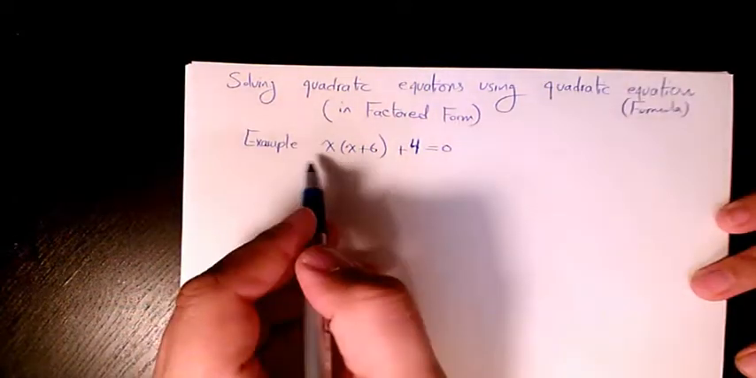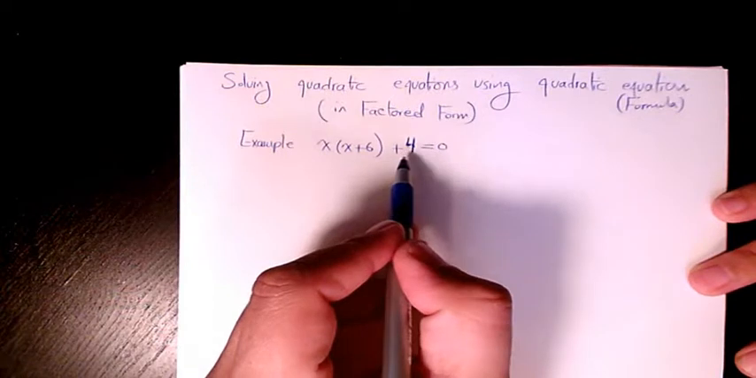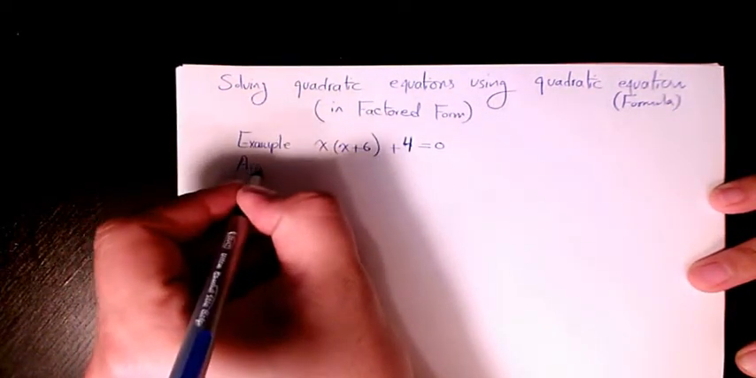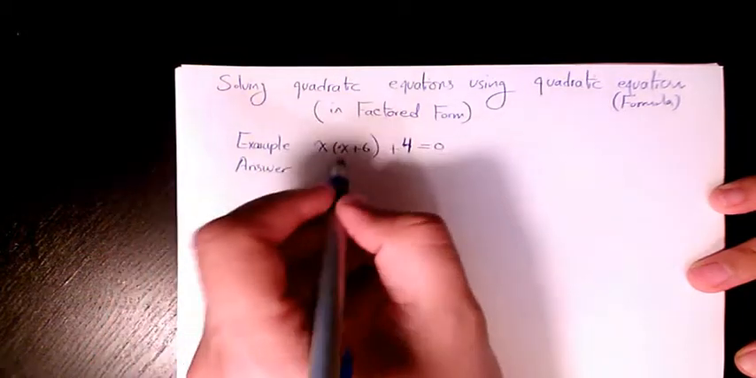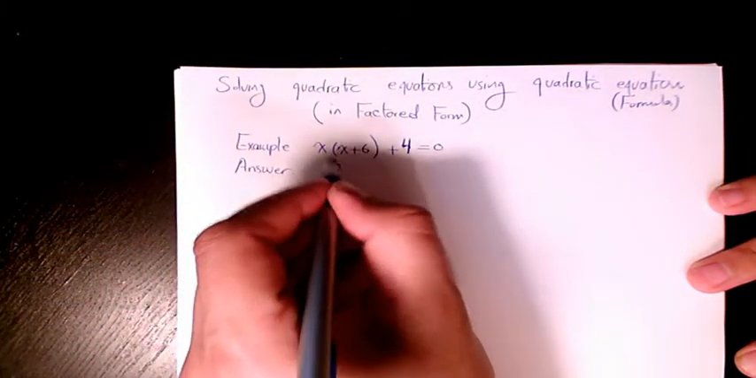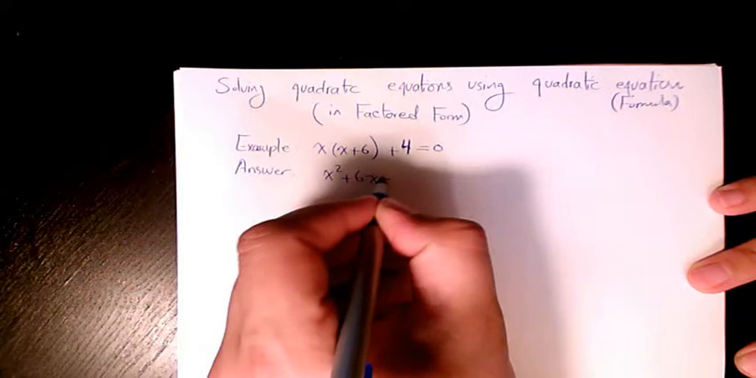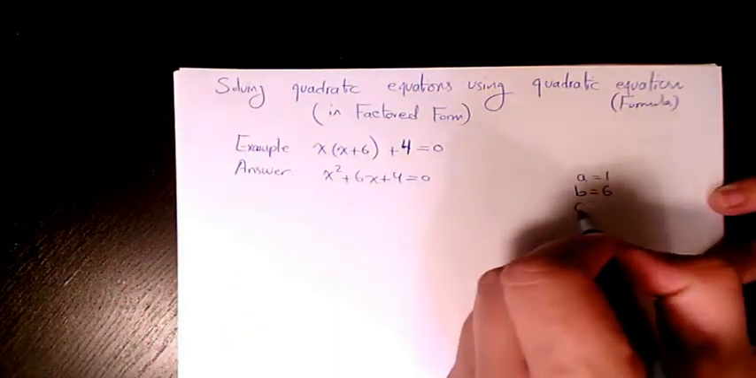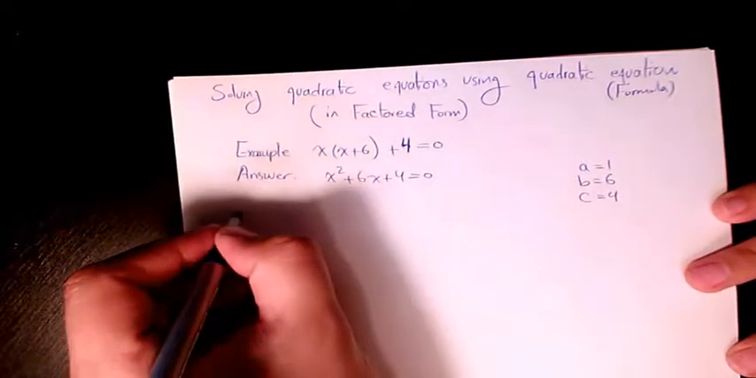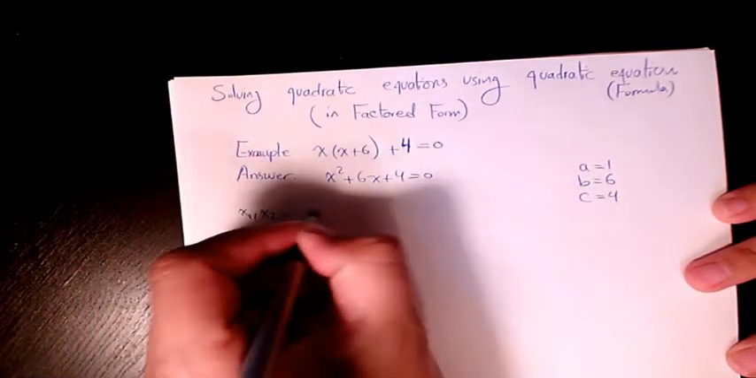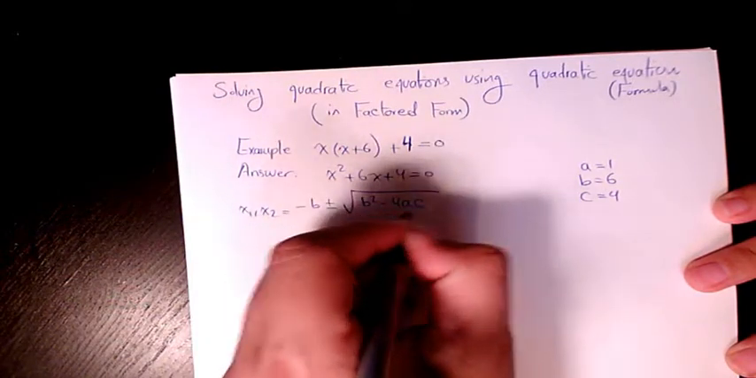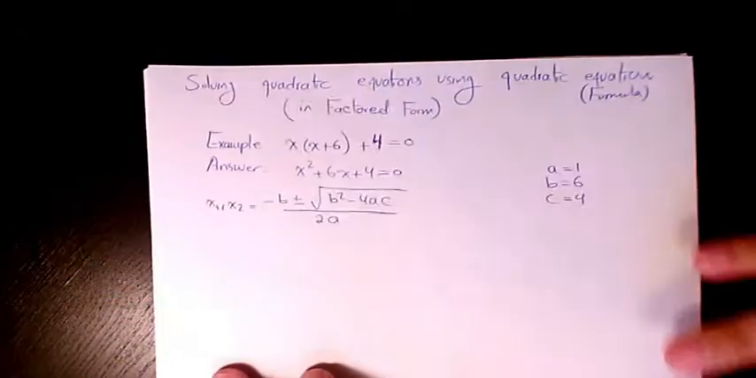First example, I have x times (x plus 6) plus 4 equals 0. First thing, I need to expand this expression. x times x, x squared, x times 6, 6x, plus 4. So a is 1, b is 6, c is 4. So that will be x1 and x2 equals negative b plus or minus the square root of b squared minus 4ac, divided by 2 times a.